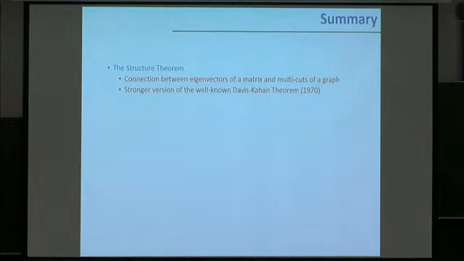Okay. So now let's summarize what we discussed so far. Our first result is a structural theorem. This gives a close connection between the eigenvectors of a matrix and the cut structures of a graph. And our structural theorem can be viewed as a stronger version of the well-known Davis-Kahan theorem, which is a very classical result from operator theory.